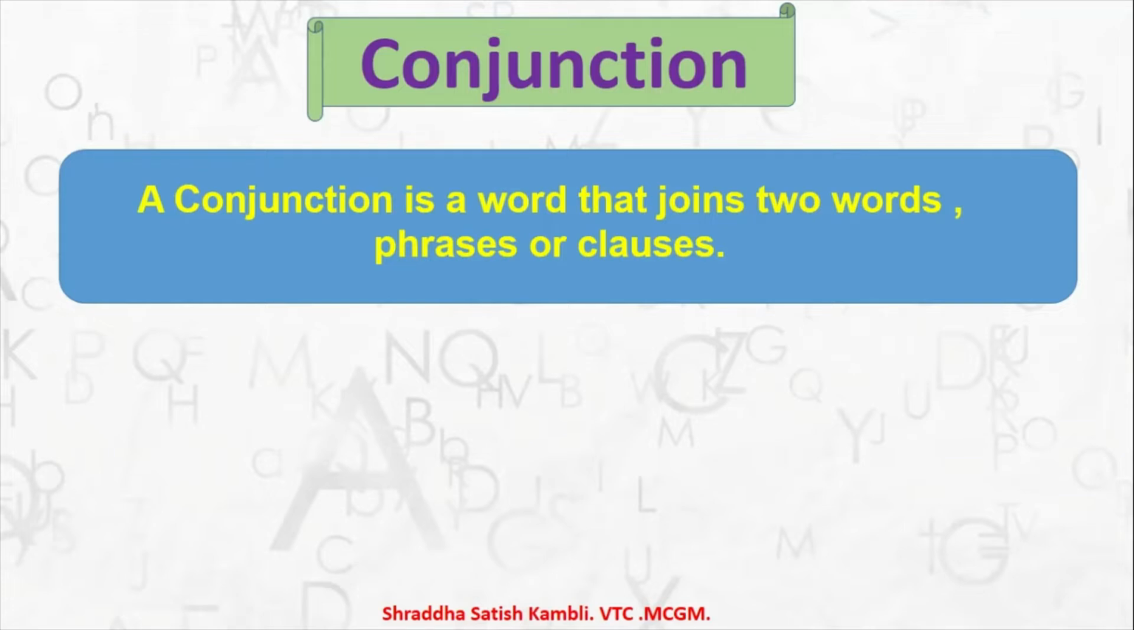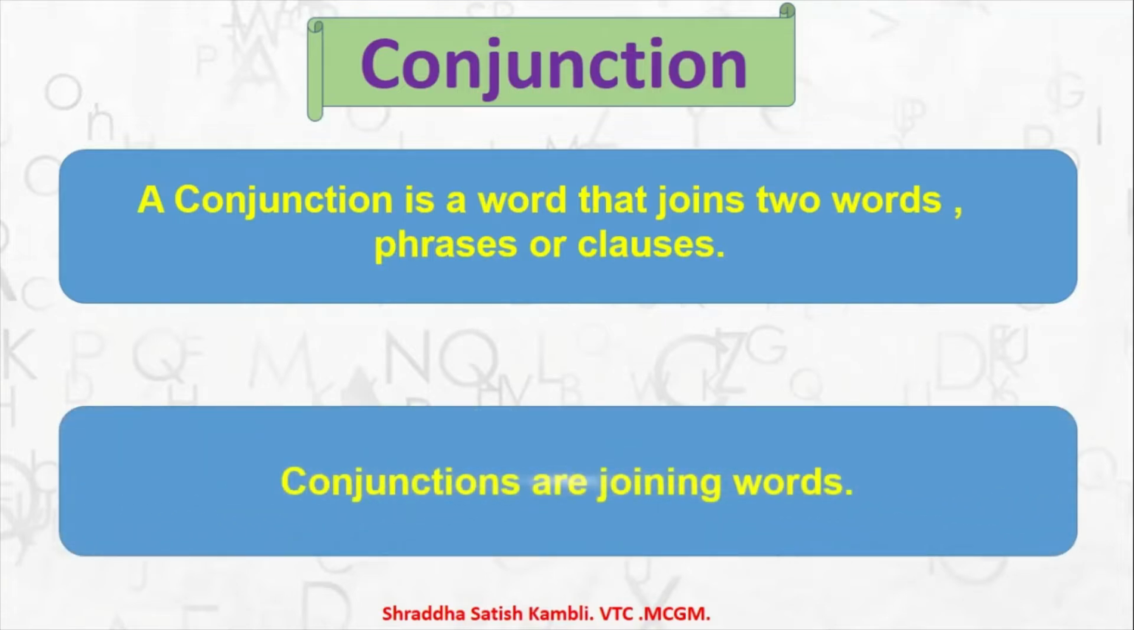Now when I'm saying joining 2 sentences together, clauses are also part of a sentence. When you go to a little higher class, you will also understand that certain clauses are sentences by itself. So we can say that a conjunction is a word that joins 2 words, 2 phrases, clauses, or sometimes even sentences. Further we can say that conjunctions are joining words. The most simple and basic definition of conjunction is: conjunctions are joining words.